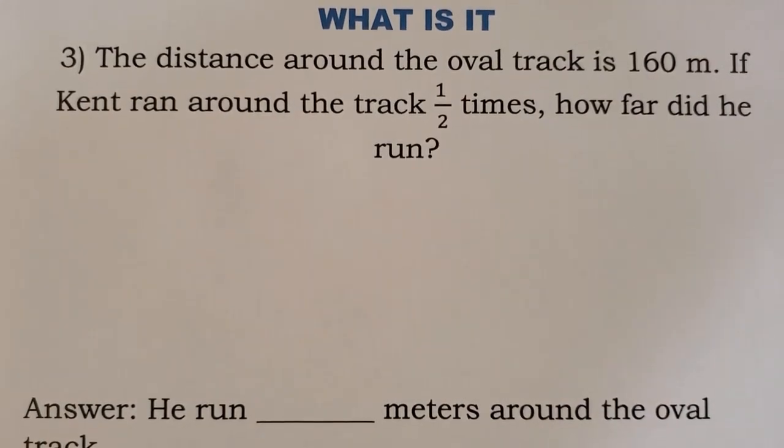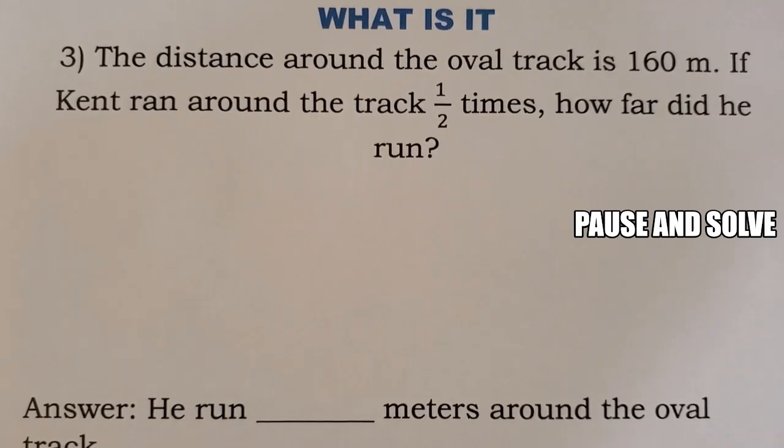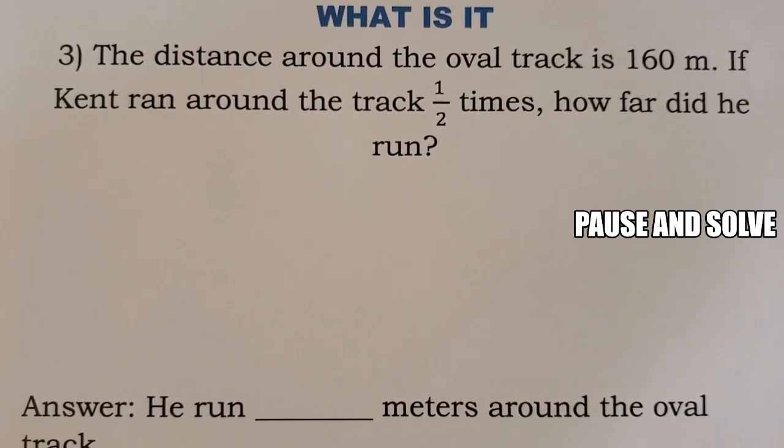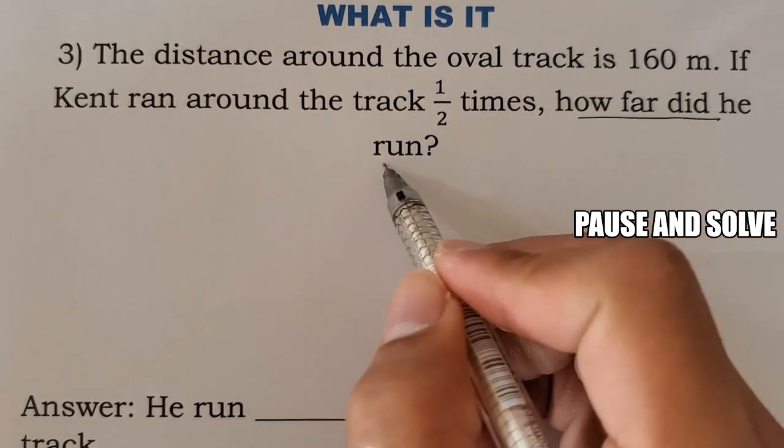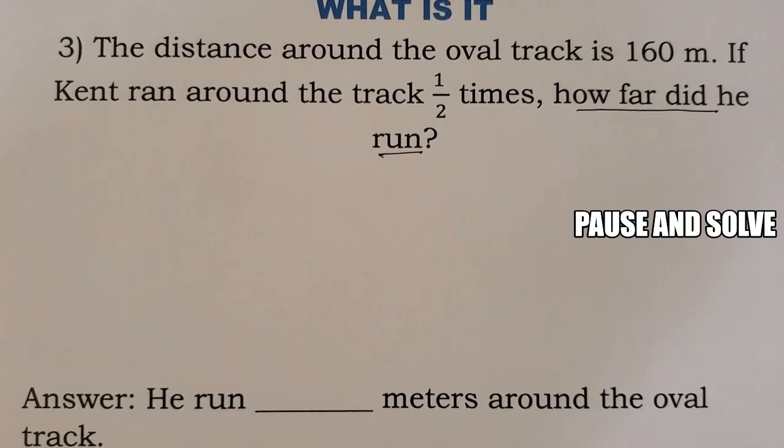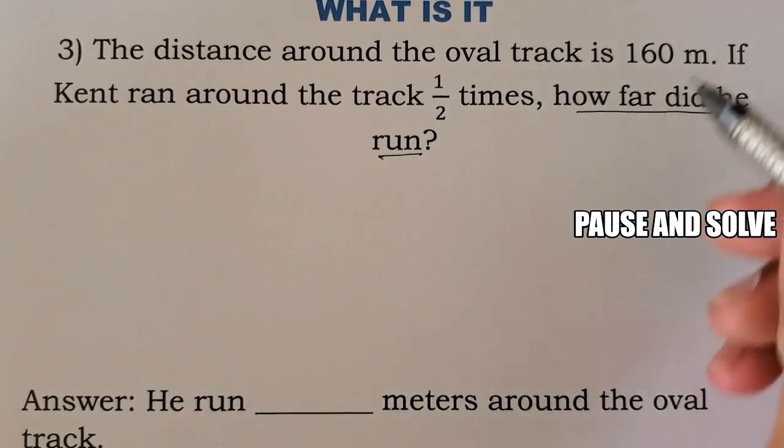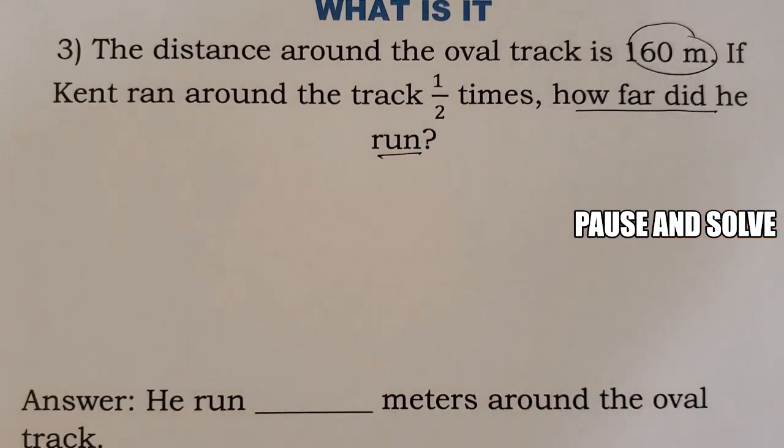Let's try another problem. The distance around the oval track is 160 meters. If Kent ran around the track 1/2 times, how far did he run? So, you are asked here of the distance covered by Kent. How far did he run? So that is the distance covered by Kent, because our given here is 160 meters and he only ran 1/2 times of that. So I want you to pause this video and try to do it by yourself. I will go back to you later for the solution.